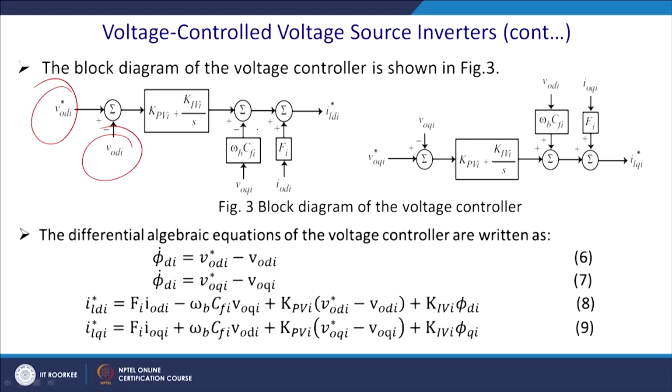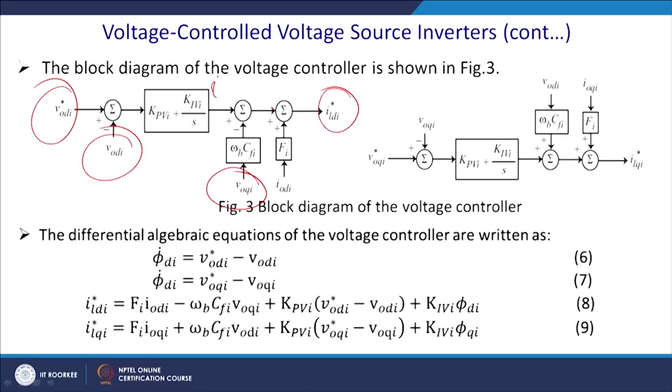So, then you get the reference current, and the output of this will be the current, and you will sum up the current for the filters, that is omega base frequency times Cf times IOQ, and similarly IOD times Lf.